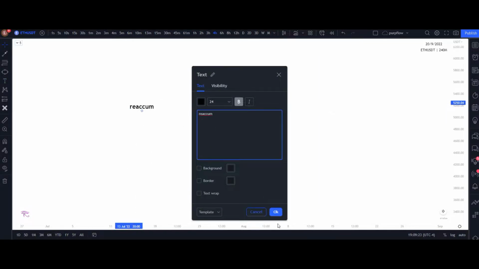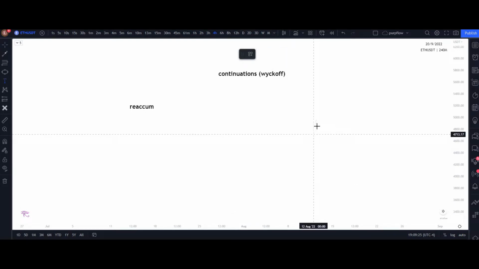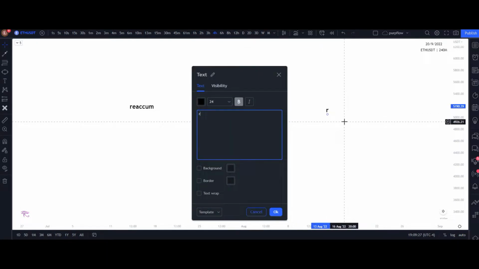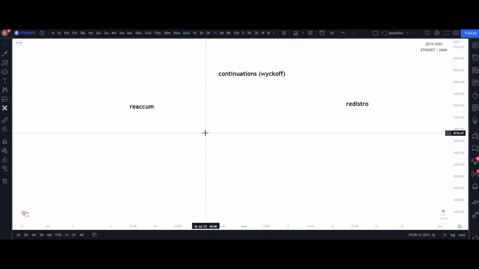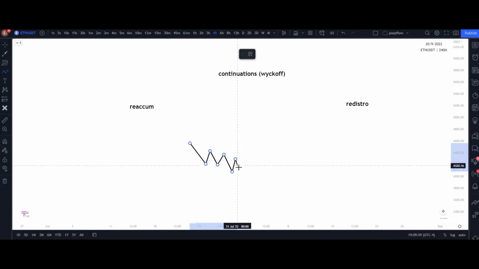We have reaccumulation, and then we have redistribution. So we understand that following an accumulation schematic, we have the reaccumulation schematic, right? The area where we have our accumulation. Let's just draw it out. We get the break with impulse, right? And then we have that reaccumulation.